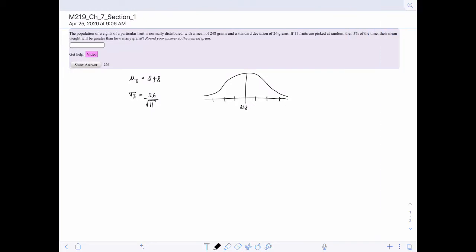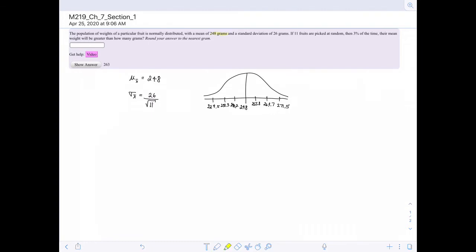So we'll go ahead and have 224.5, 232.3, and then 240.2. And then on the other side, we'll go ahead and get 255.8, 263.7, and 271.5. And that's just labeling, right?